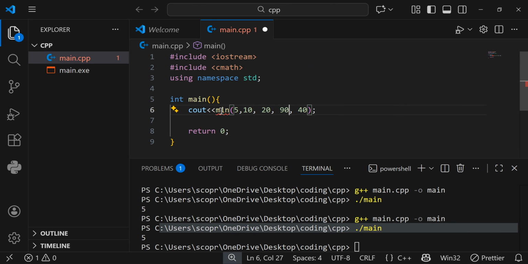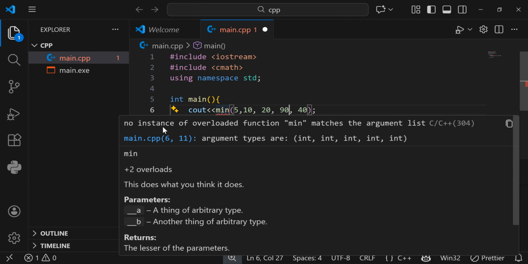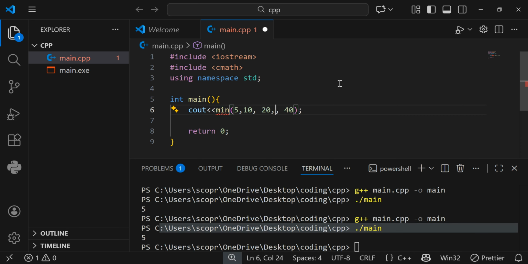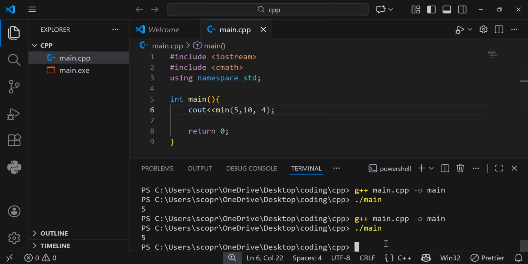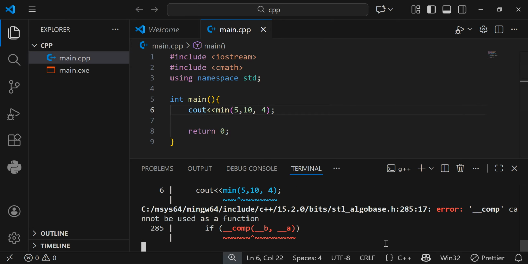As you can see, we are exceeding the limit. No instance of overloaded function matches the argument list. Let us provide only 4 numbers. As you can see, we still get that error. Let us provide 3 numbers. As you can see, the error has gone. If I try to save, and let me add 4 instead of 40, I try to save and then try to compile. Let us take a look at what we are going to get.